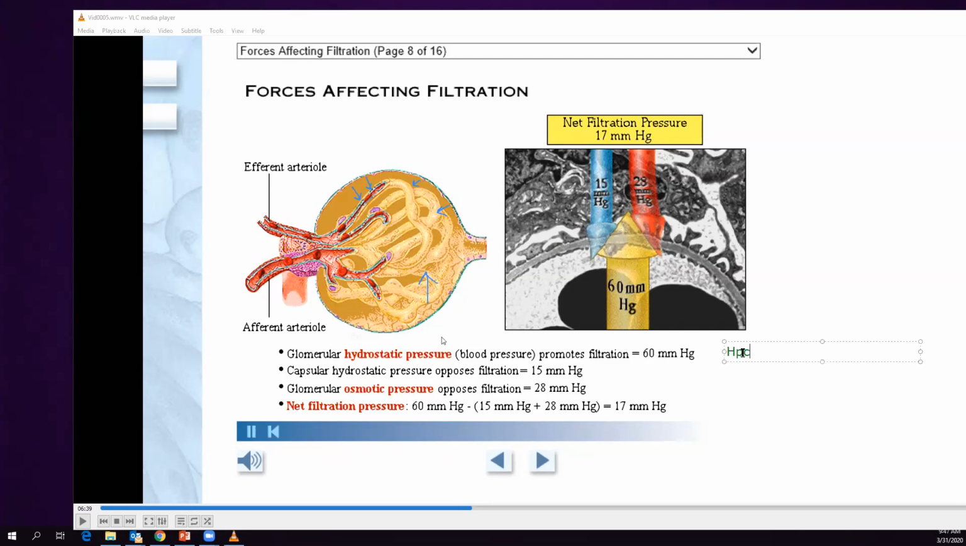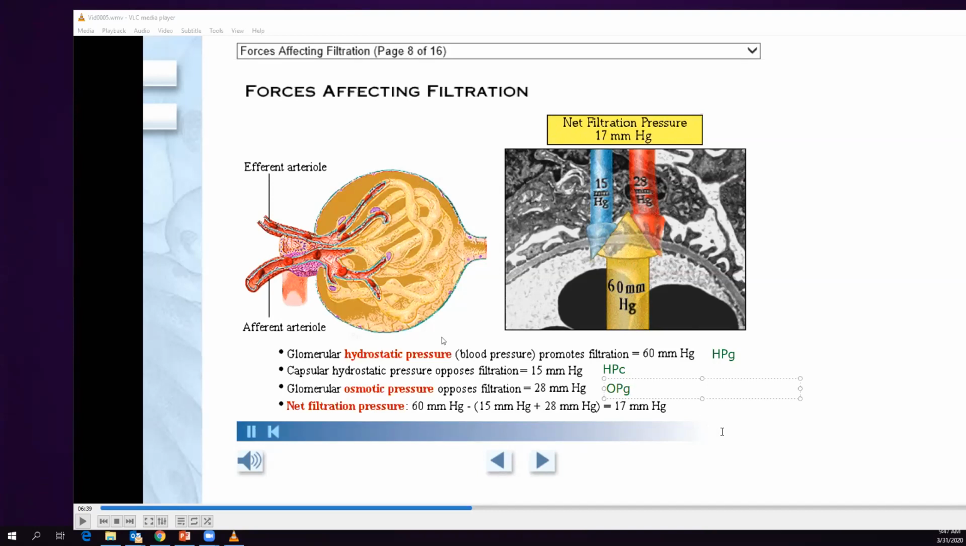Okay, and a big P. HPC, and then this one is HP, oh wait, no, I got the wrong letter right here. Okay, let me get rid of that. Okay, sorry. This is HPG, sorry, hydrostatic pressure of the glomerulus. This one right here is HPC. This one right here is osmotic pressure of the glomerulus.